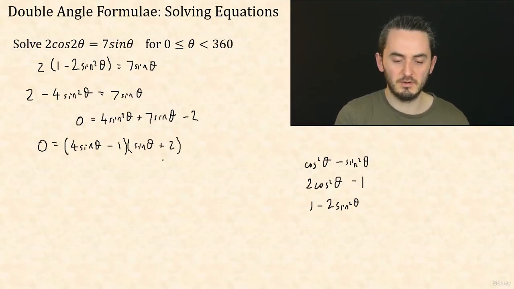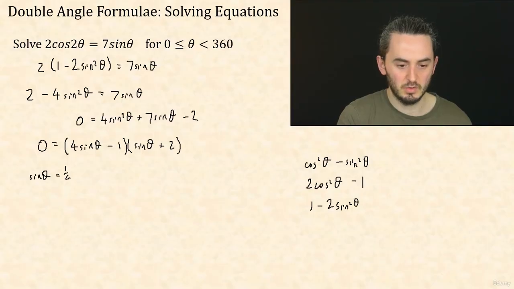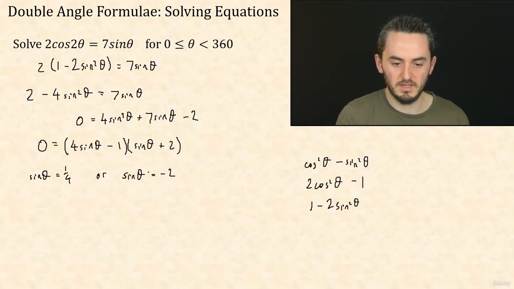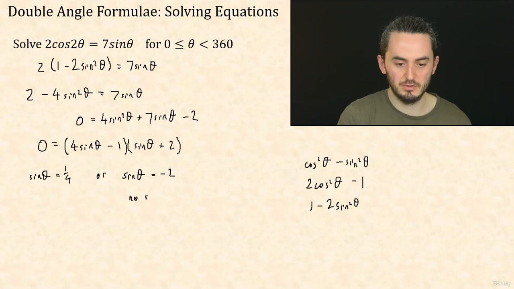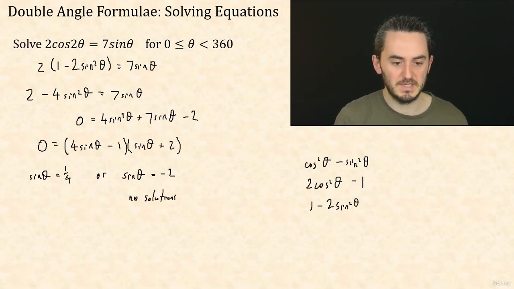Of course, you can use your calculator to solve quadratics like this. This means that sine theta equals 1/4, or sine theta equals -2. Okay, sine theta is always between -1 and 1, so that gets me no solutions. That's fine, we've not made a mistake, there are just no solutions from that bit. But we do get solutions here.